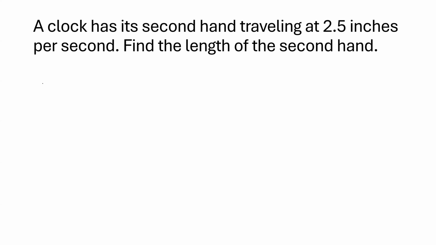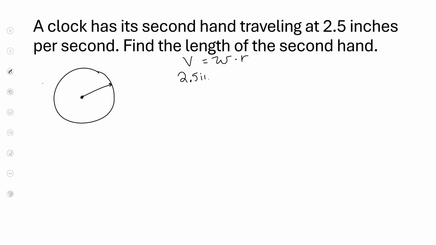So our next problem, we have a clock. And the second hand is going around the clock. It ticks. It goes around the clock. And it travels at 2.5 inches per second. Inches, that is distance. That is your velocity. So that is V for your formula. This is our formula. That'll be 2.5 inches per second.